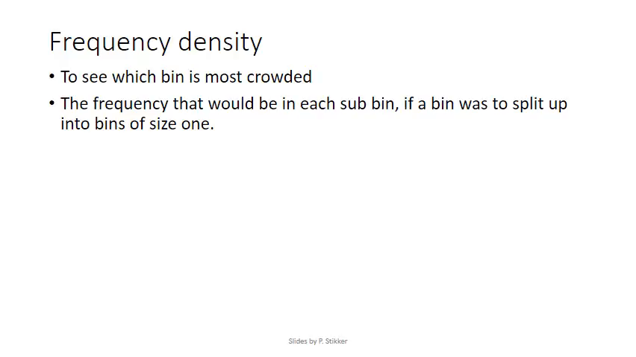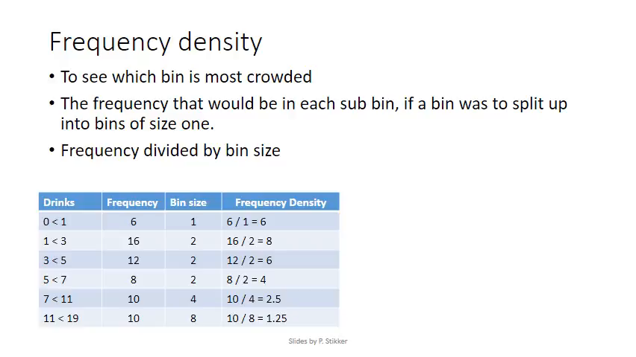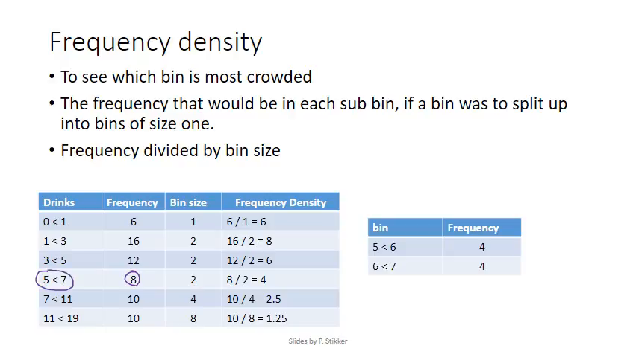Frequency density was actually used to check which bin is most crowded. It's defined as the frequency that would be in each sub-bin if a bin was to split up into sub-bins with a size of 1. It was calculated by taking the frequency and dividing by the bin size. So here's an example where there were 8 people who drank between 5 to 7 drinks. If we would split this up into sub-bins of a width of 1 each rather than a width of 2, then the total of this should add up to that same 8. And indeed, we simply divide 8 by 2, which is 4. So 4 is the frequency density.